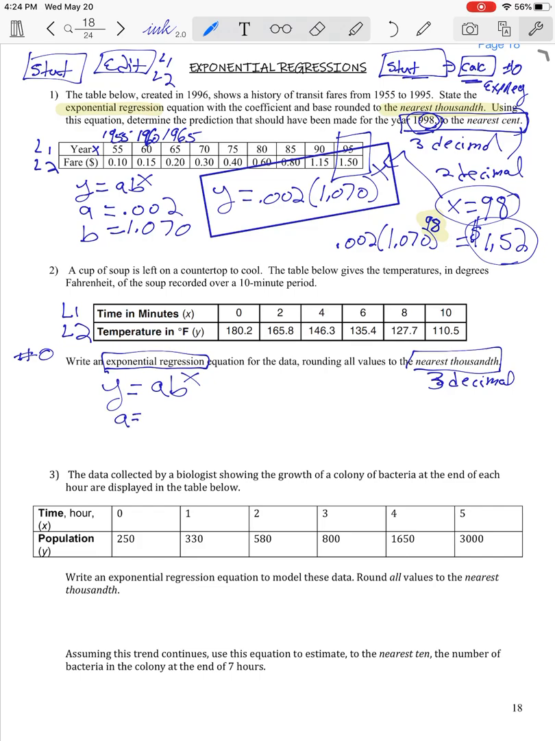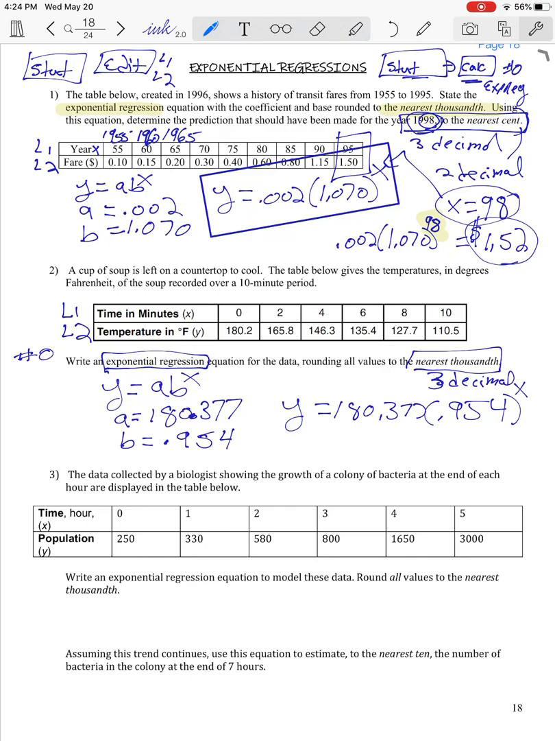Let's see how you guys did with rounding. 180.377 because I'm rounding to the nearest thousandths. And b is 0.954. Not done because I have to put it in my equation. Times 0.954, and that's to the x.